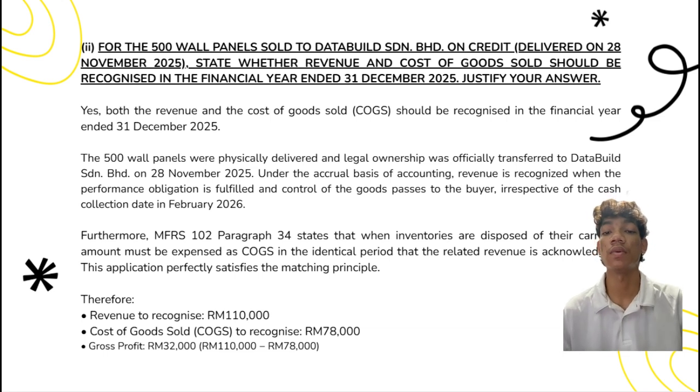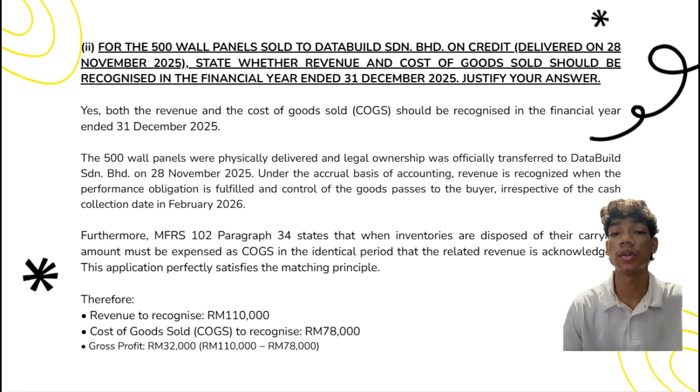Furthermore, MFRS 102 paragraph 34 states that when the inventories are disposed of, their carrying amount must be expensed as COGS in the identical period that related revenue is acknowledged. This application perfectly satisfies the matching principle. Therefore, revenue to recognize is 110,000 ringgit. For cost of goods sold, COGS to recognize is 78,000 ringgit. So, gross profit is 32,000 ringgit, which is 110,000 ringgit minus 78,000 ringgit.